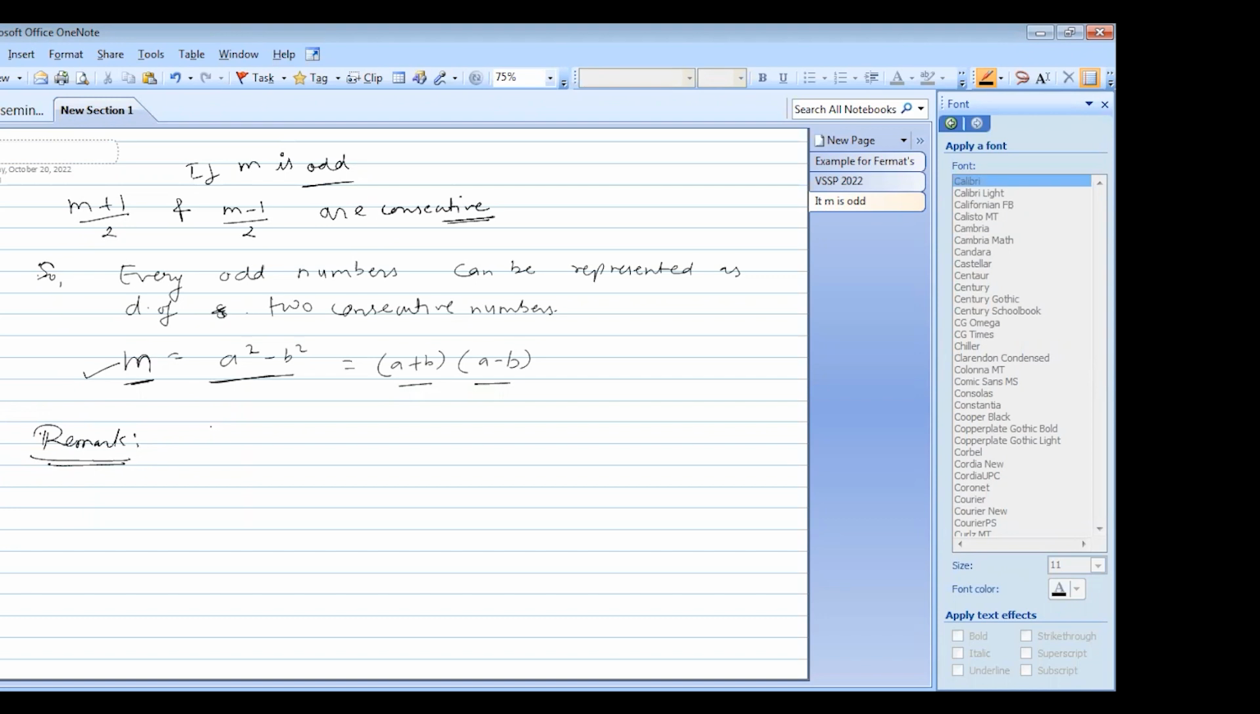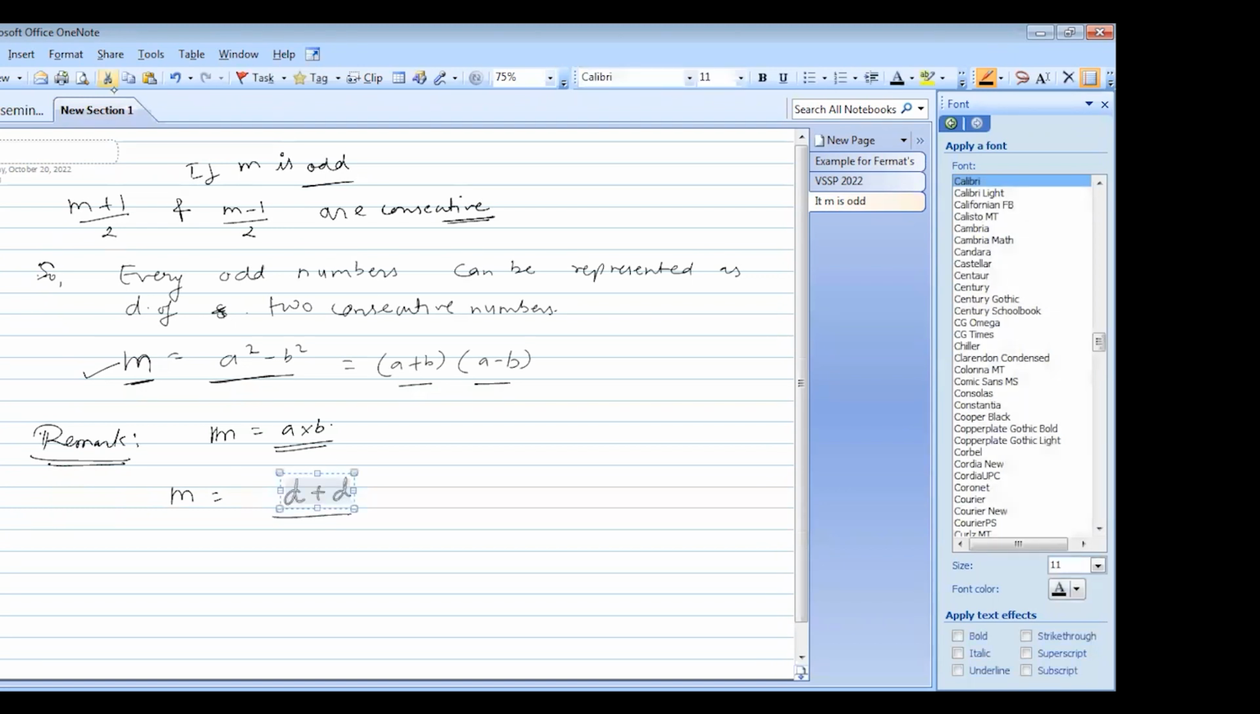See here, if I have m as something like a into b, some product of two numbers. One way is to write m as ((a plus b) by 2) whole square minus ((a minus b) divided by 2) whole square. But I can do this only when a plus b is an even number.